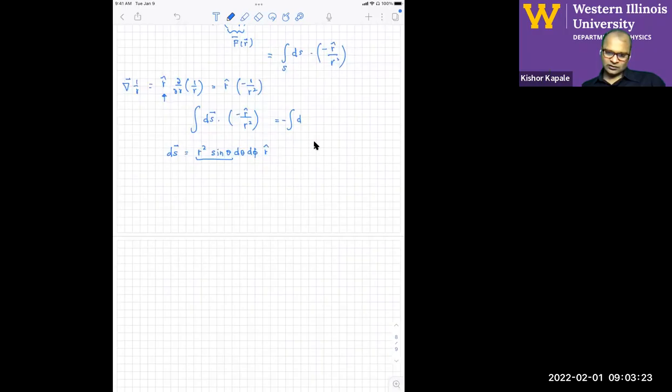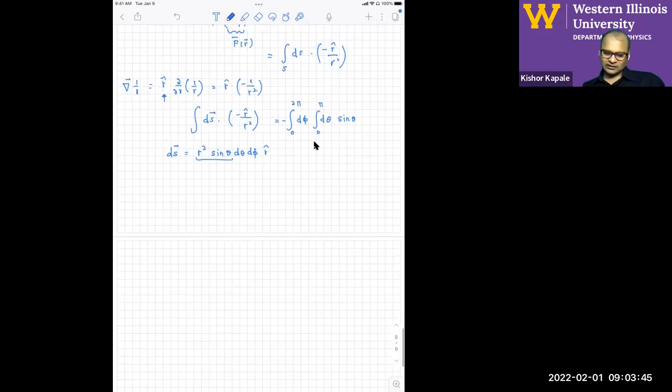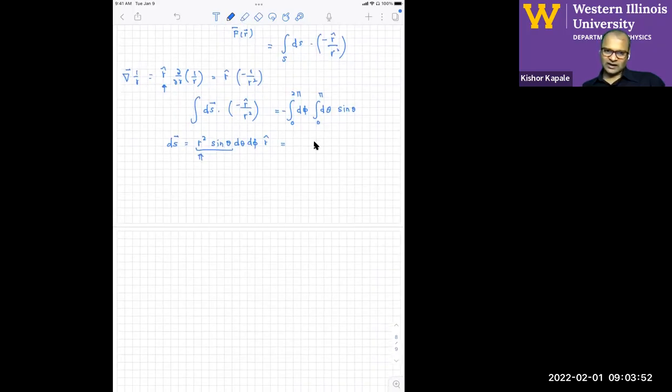Since you have two variables, the ds integral now has to be transformed into two different integrals, one for phi, which goes from 0 to 2 pi, and another one for theta, which goes from 0 to pi, d theta sine theta. And the r squared cancels. So you just have basically negative, right? This r squared would cancel with 1 over r squared coming from the divergence. And so this is all that you are left with, which is going to be negative.